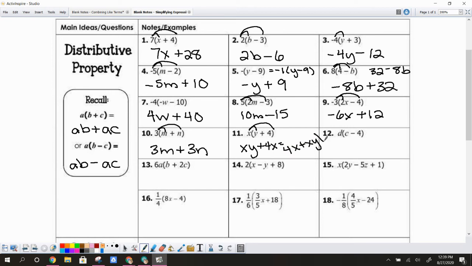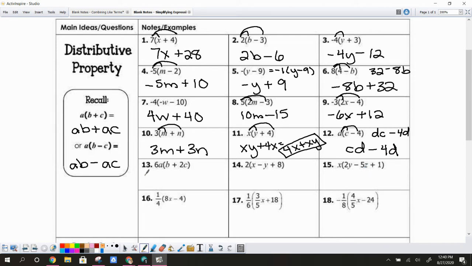All right, and then here we have a d times c, which is dc, and then a d times a negative 4, which is negative 4d. Now, when we write this, we want to make sure that it is in the correct format too, so we need to have the c first, cd minus 4d.